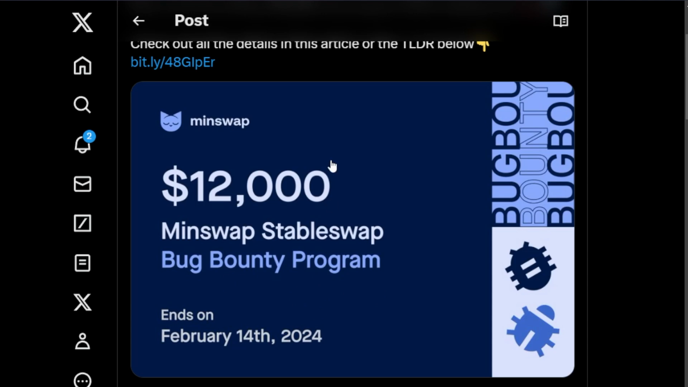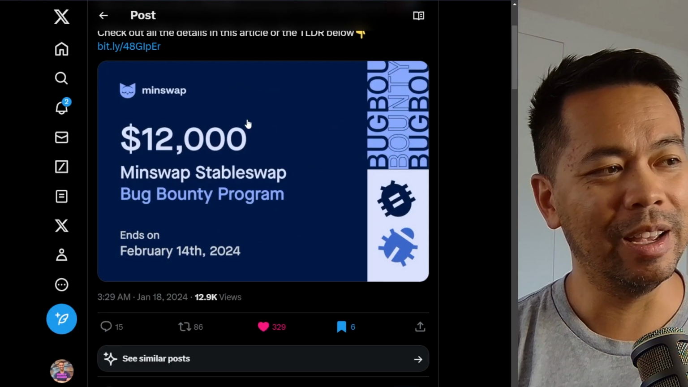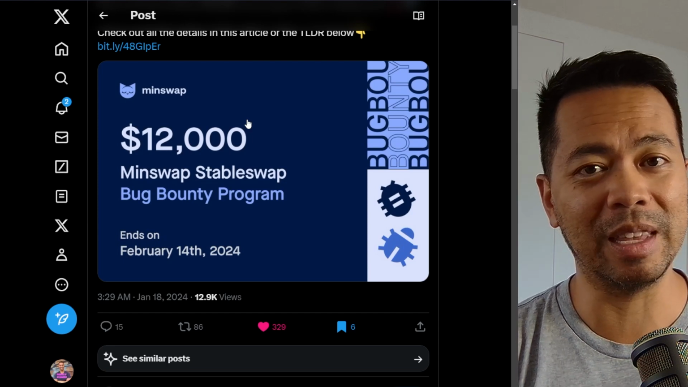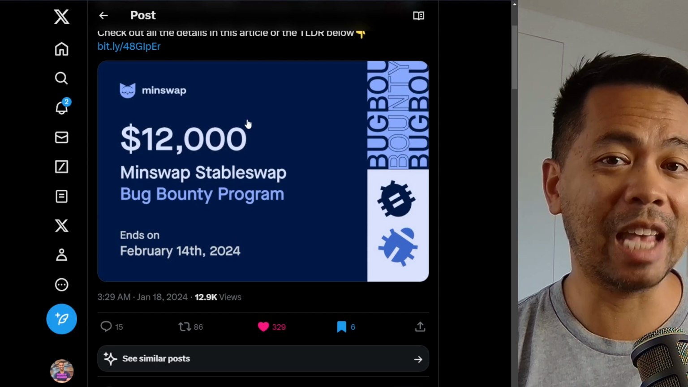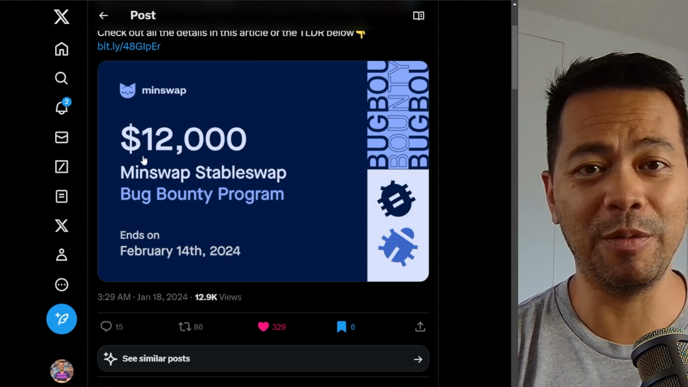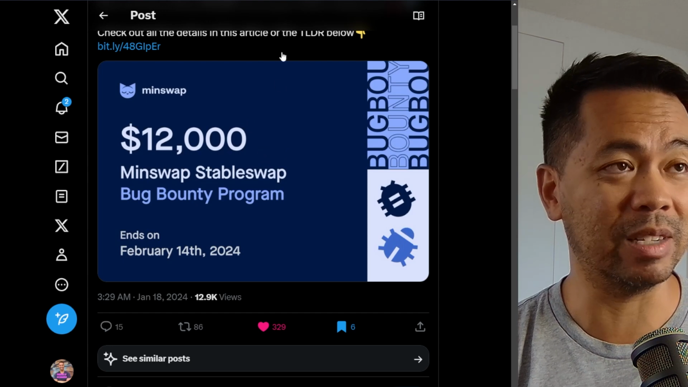So if you're a developer in the Cardano ecosystem, you know how to work through the smart contracts, some of the off-chain code, or some of the possible vulnerabilities that may come about from this, you can participate in this and earn somewhere in this $12,000 worth of rewards for this particular bug bounty program.